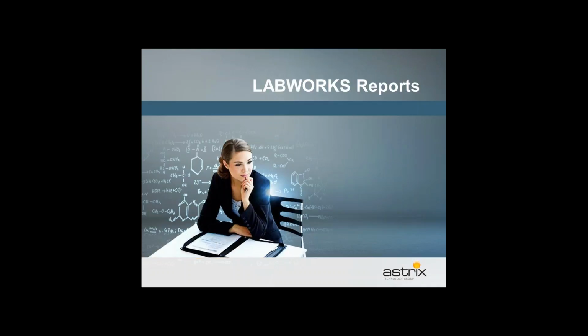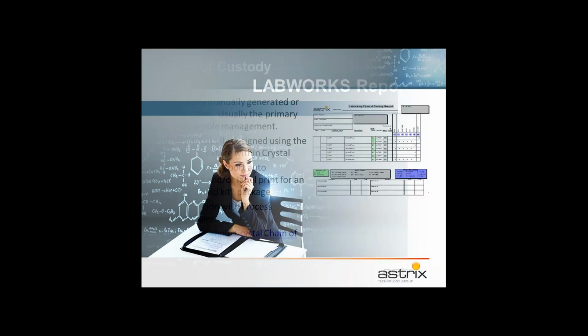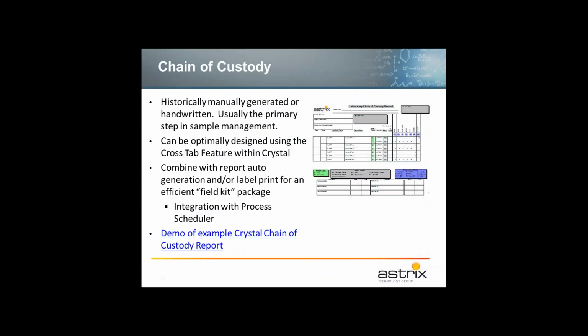So let's start looking at some of these LabWorks reports. The first report I want to demonstrate is a chain of custody report. You can get a nice little graphic view of it on the right-hand side of the screen there. These are historically manually generated or handwritten. This is usually the primary step in sample management, and largely it's arguably the most important step in sample management. This, again, is usually handwritten.